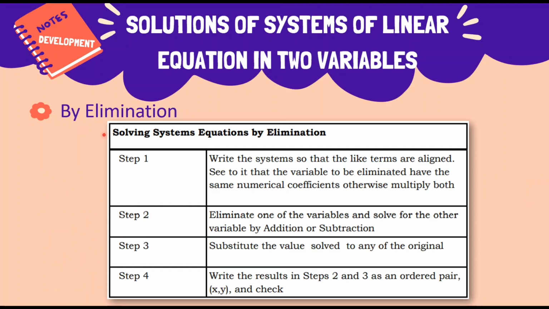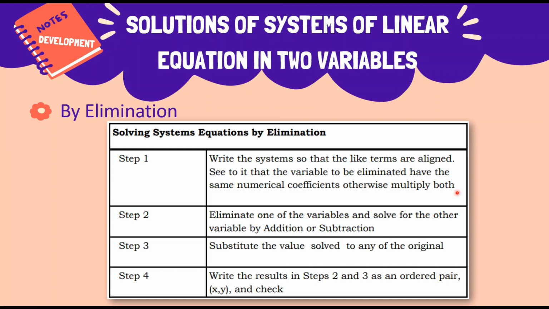Okay, let us have the last method on how to find the solution of system of linear equation in two variables. So that is by elimination method. So here we have 4 steps in order to find or to solve systems of linear equation by elimination. So the first step, we need to write the system so that the like terms are aligned. So syempre kailangan natin i-align si x kay x, si y kay y, at si constant kay constant. See to it that the variable to be eliminated have the same numerical coefficients, otherwise multiply both.